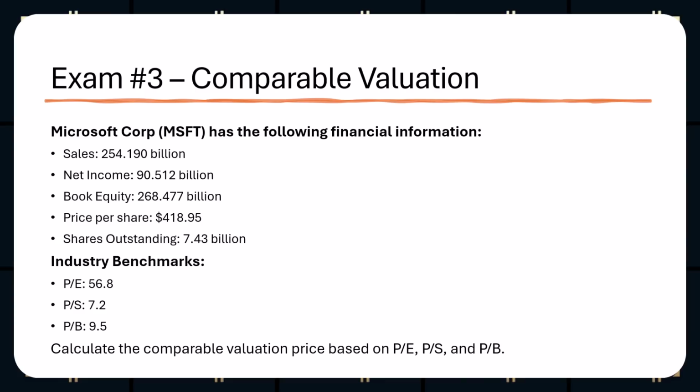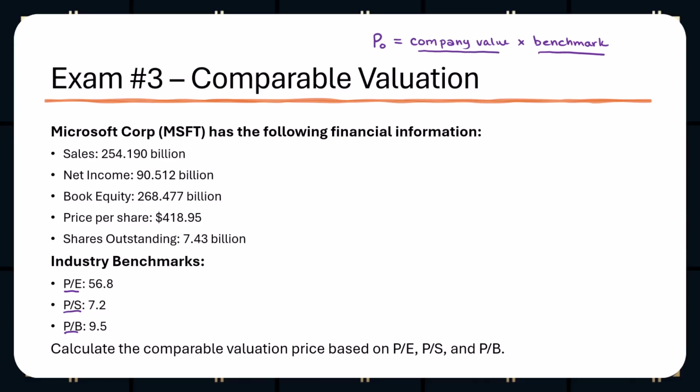This is comparable valuation, and recall from lecture that when we're trying to estimate the price of the stock today, what we do is we first have to calculate the company-specific values. Once we have the company-specific values, we can then multiply by the appropriate industry benchmark. Now, in this comparable valuation, we're using 3 industry ratios. We're using the price to earnings ratio, the price to sales ratio, and a price to book ratio.